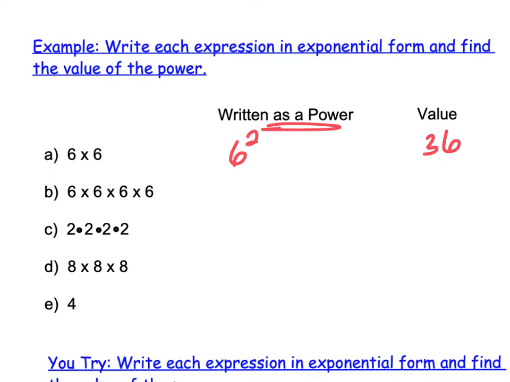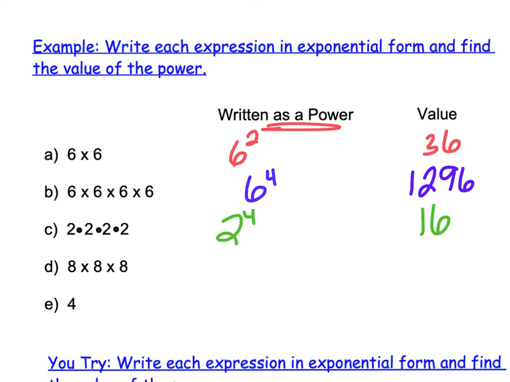Here we have 6 times 6 times 6 times 6. Now nobody wants to write that, so we use the shortcut, which is the power of 6 to the 4th power. Now when we evaluate that, we get 1,296. Here we have 2 times 2 times 2 times 2. Again, we don't want to write all that out. It's a waste of time, so we will write 2 to the 4th power. 2 times 2 is 4, times 2 is 8, times another 2 is 16.